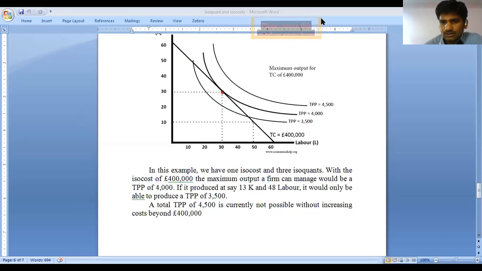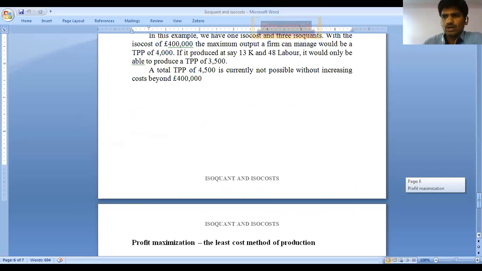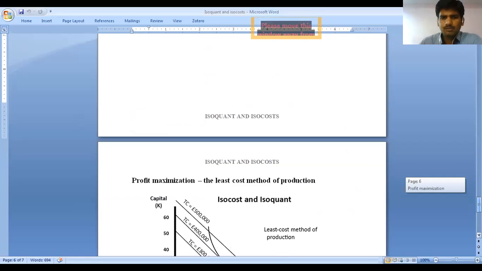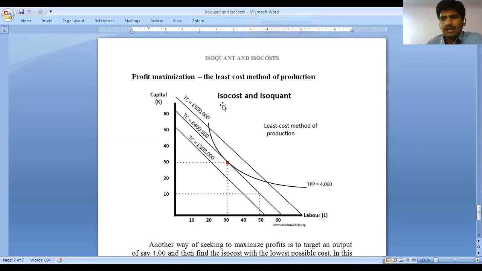Okay. So that one. Then the last, based upon these three, the ISO quantums and ISO cost and maximum profitability, what is the least cost method of production? What is the least cost method of production? That is nothing but where we are going to get a maximum profit, where we are seeking the maximum profit. That is where we are going to invest minimum amount per labor and minimum amount per capital. So by that we are going to get maximum profit. Then that is the point.